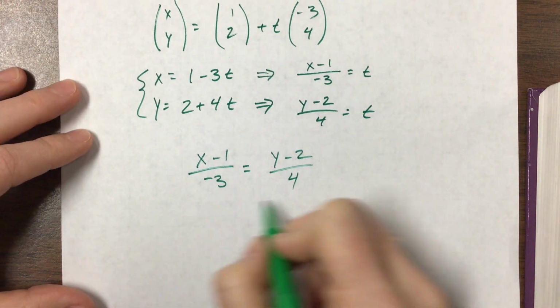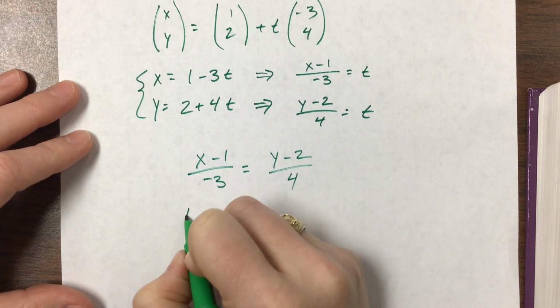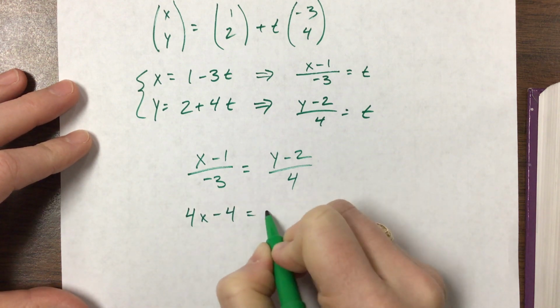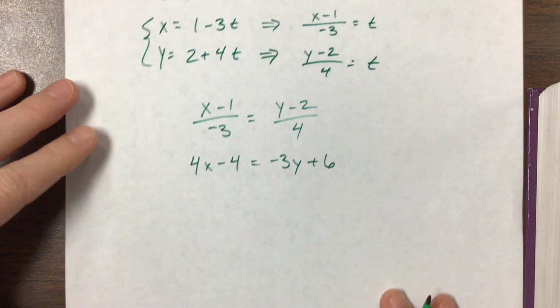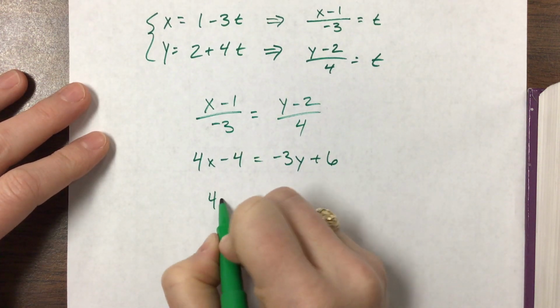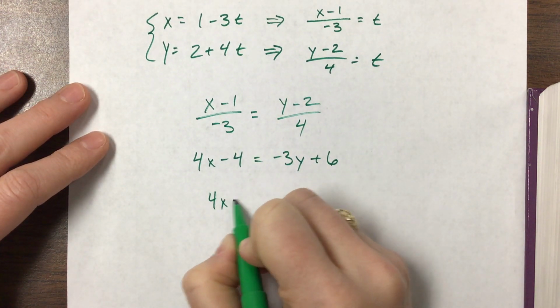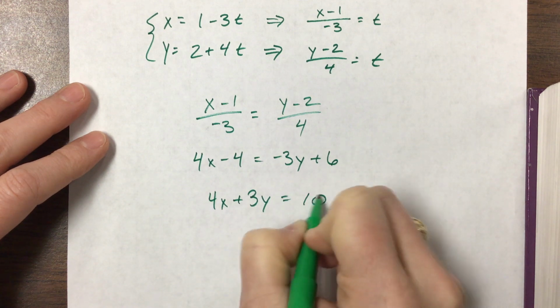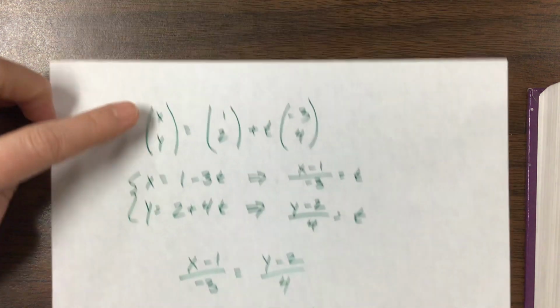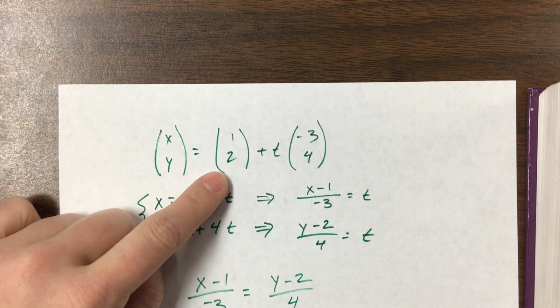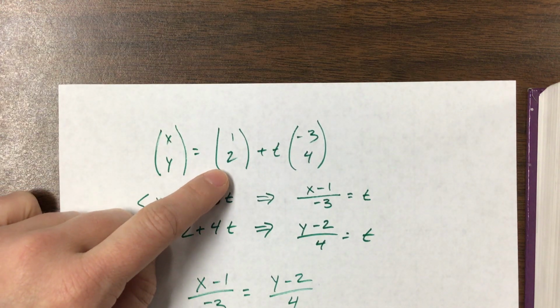If I cross multiply, we'll say 4x minus 4 is equal to negative 3y plus 6. Here's hoping I remember my basic arithmetic. And then this becomes 4x plus 3y is equal to 10, and that's the standard form of the equation of a line. So this line passes through the point 1, 2.